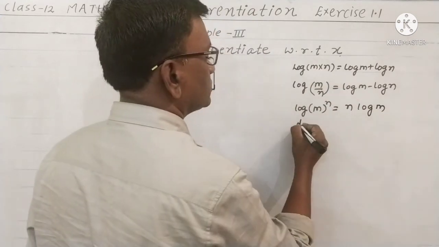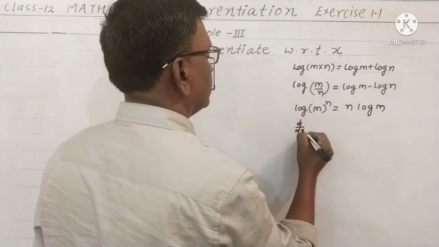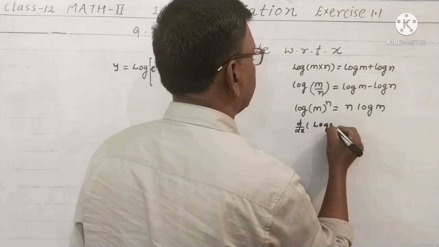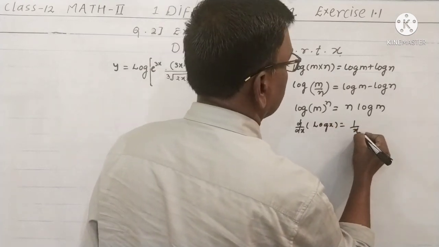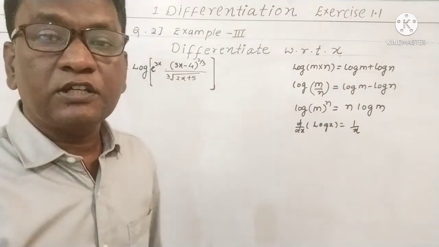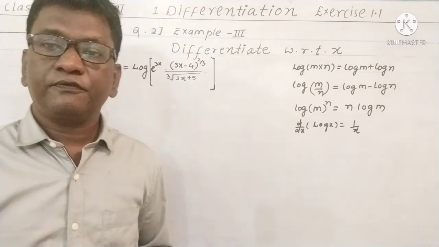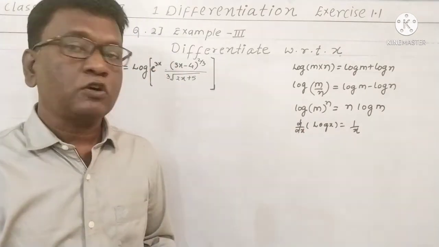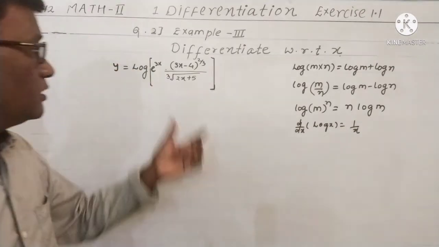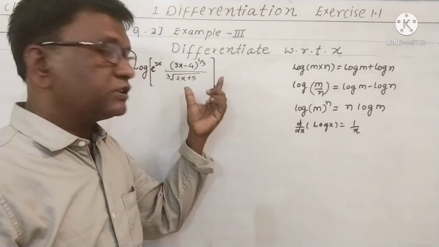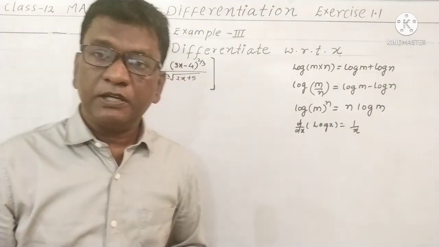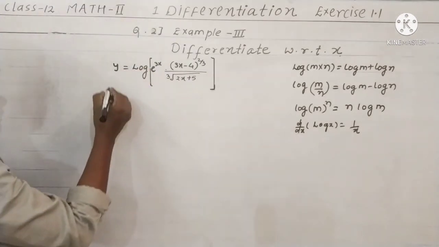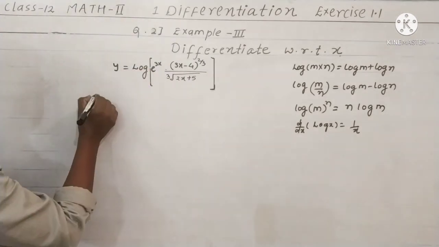This formula we have to use, and we have to use the derivative formula for log of x: the derivative of log of x is equal to 1 by x, and some chain rule, derivatives of some functions we have to use here to solve such type of example. So observe this example carefully. It may be frequently asked in examinations. So how to find the derivative of this function? Let us see.